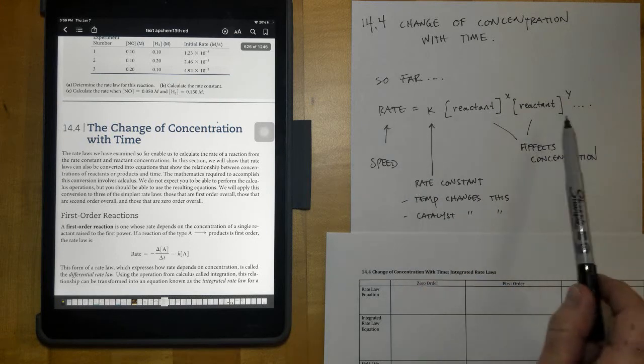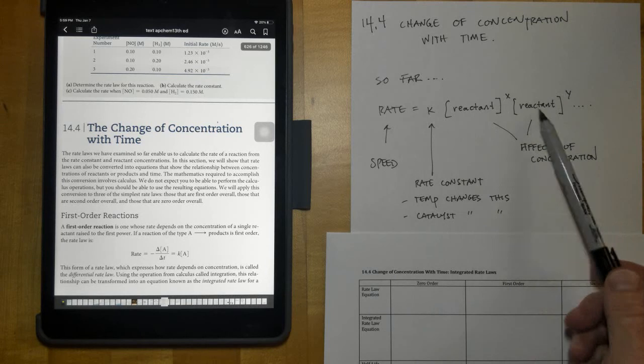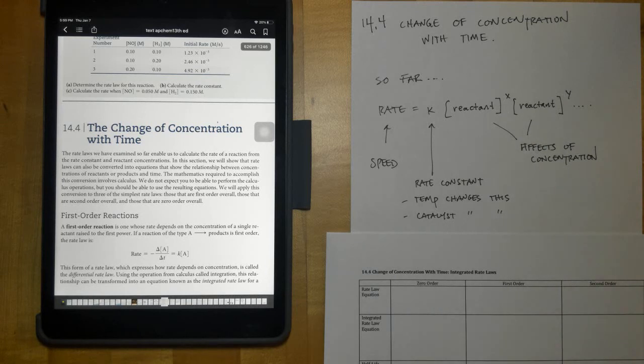And so once we perform that operation, we'll be able to solve for time or use time to find out what the concentrations are or the amounts are at particular times in the reaction.